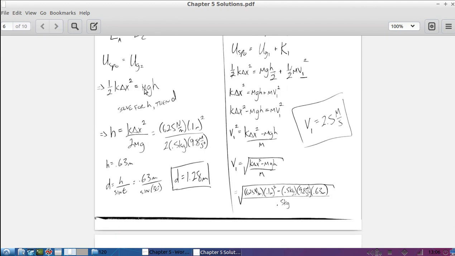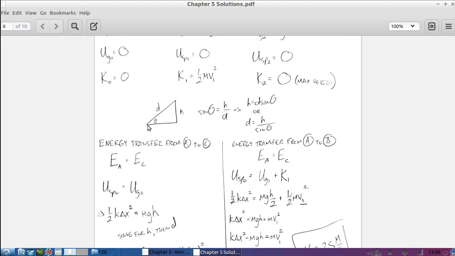Algebra is not too bad, just divide both sides by mg. You get h by itself. We've got the spring constant. We've got the amount that the spring is stretched. We've got the mass of the block, acceleration due to gravity. We can plug everything in there. And we've got a vertical height h of 0.63 meters.